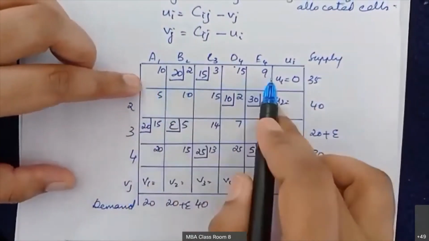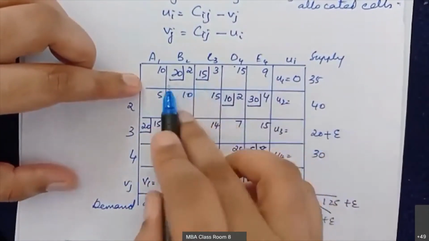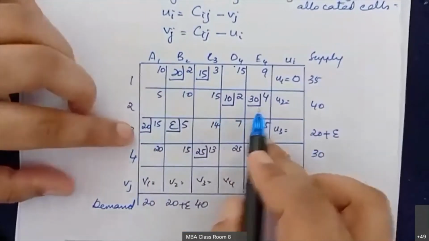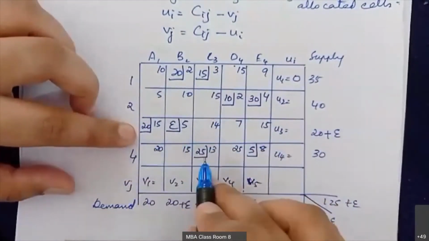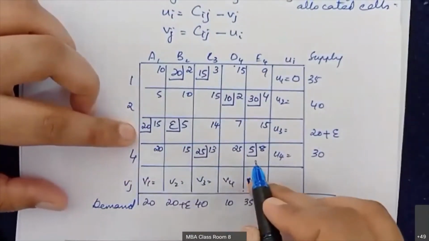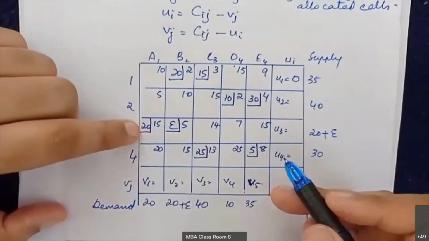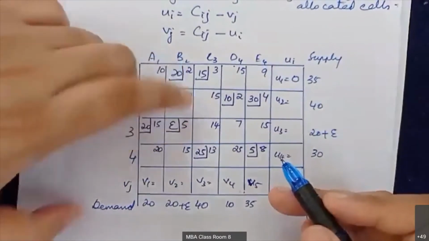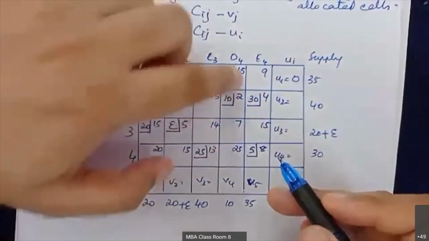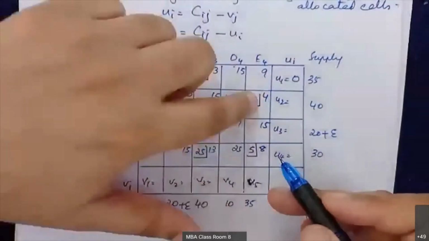In this row, how many allocations are there? There are 2 allocations. In this row also 2 allocations. In this row also 2 allocations. In this row also 2 allocations. If you take this column, in this column how many allocations? 1 allocation. In this column 2 allocations. In this column 2 allocations. In this column 1 allocation. In this column 2 allocations.